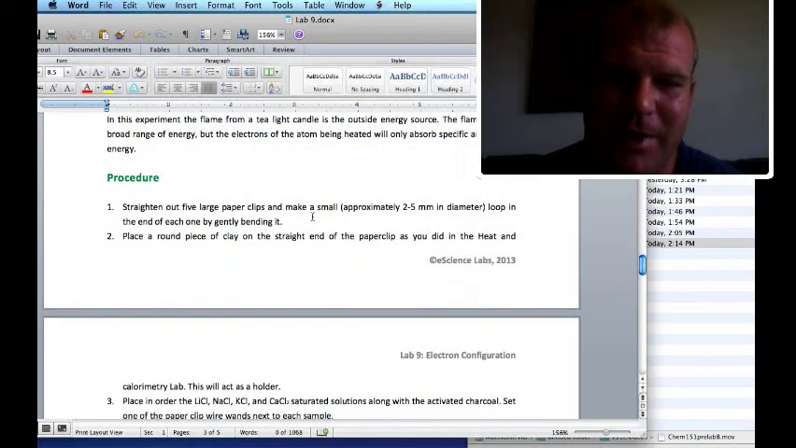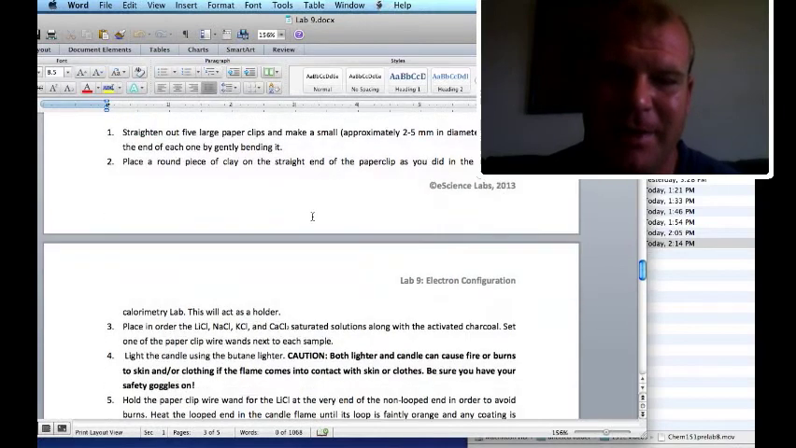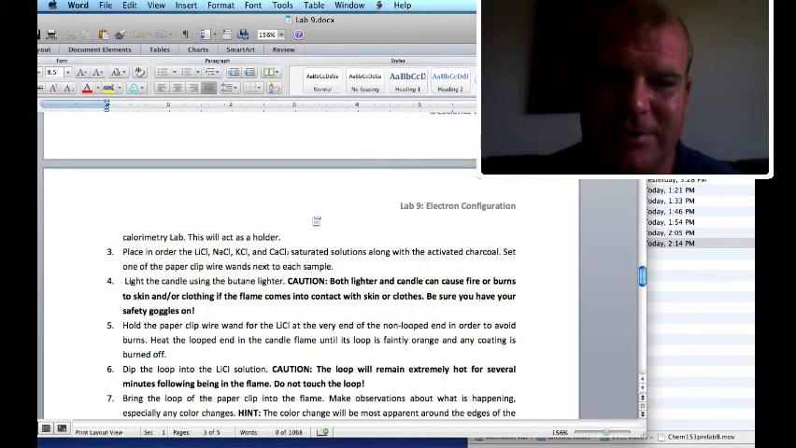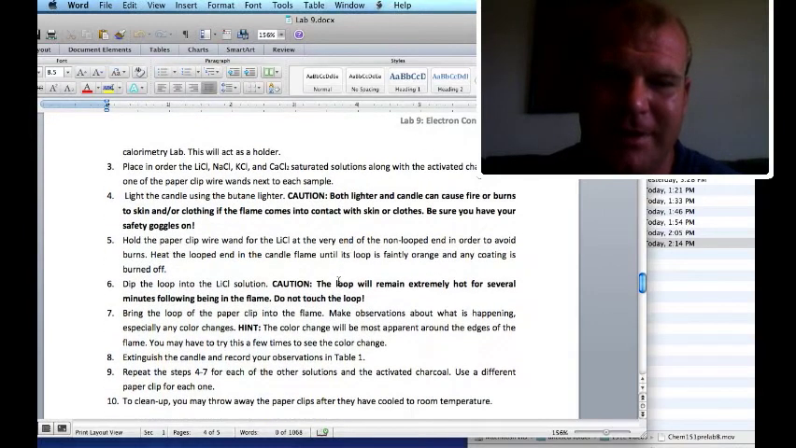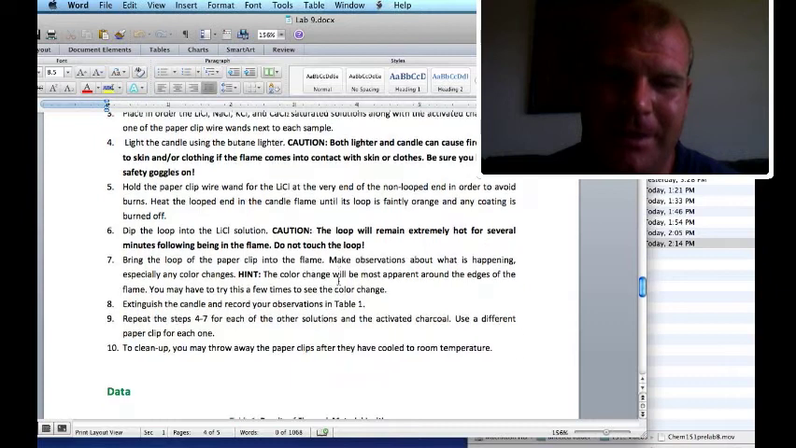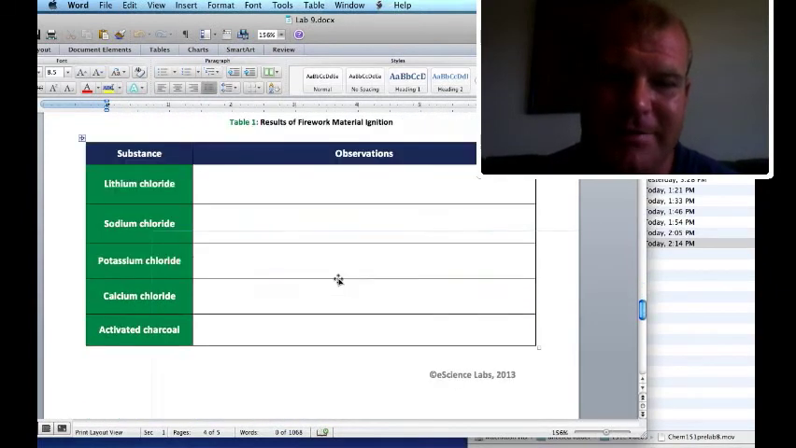Take the paper clips and put them in a piece of clay, so you can hold the clay and don't have to touch the paper clip. Dip them in the solutions, then light the candle and stick them in the flame. Then you can see the various colors from putting the loop in there. Just give me the observations.